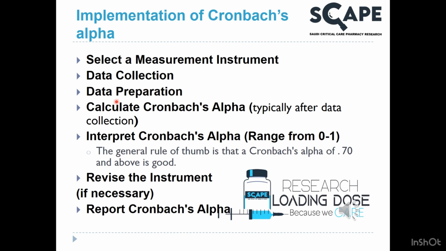The next part is the calculation of Cronbach alpha statistics. So we can use SPSS, R, Python, or SAS software to calculate Cronbach alpha statistics. This statistic basically quantifies the internal consistency of items and indicates how closely these items are related as a group. So basically it will assess the internal consistency of your questionnaire.